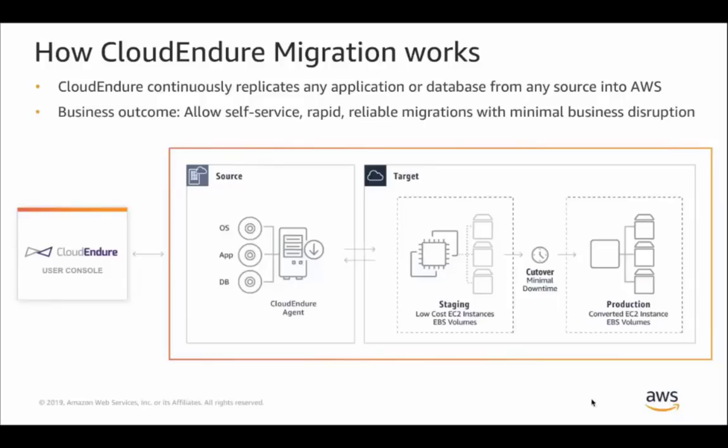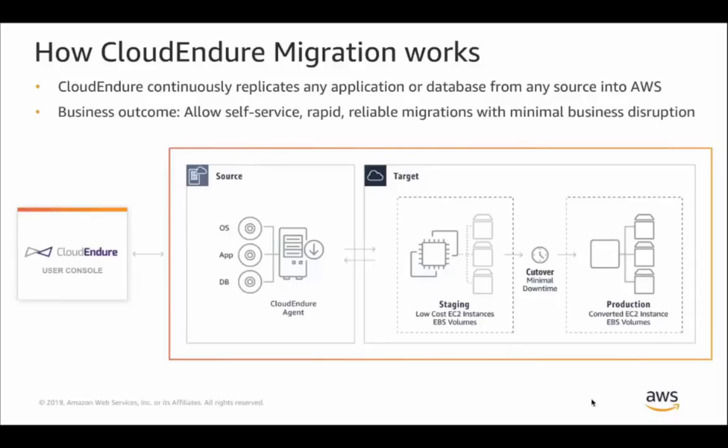So I want to review how CloudEndure works. As Roshni had mentioned, CloudEndure continuously replicates any application or database from any source into AWS. This really allows rapid self-service migrations with no disruption to your business. CloudEndure has three main components. The first is a multi-tenant SaaS user console that can integrate with your identity provider. The initial configuration that you perform within that user console is to provide the user console with IAM credentials with a specific policy that provides programmatic access to your AWS account. From that point on, CloudEndure can then orchestrate the appropriate resources.